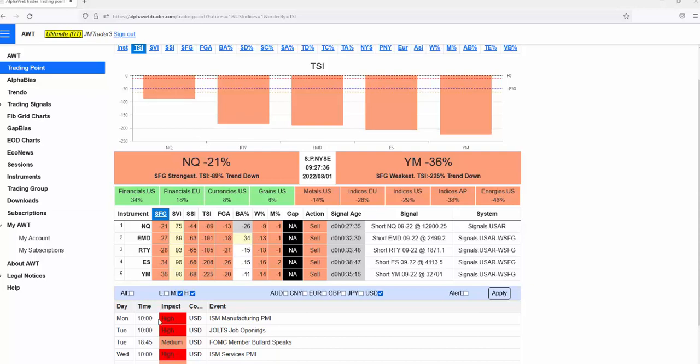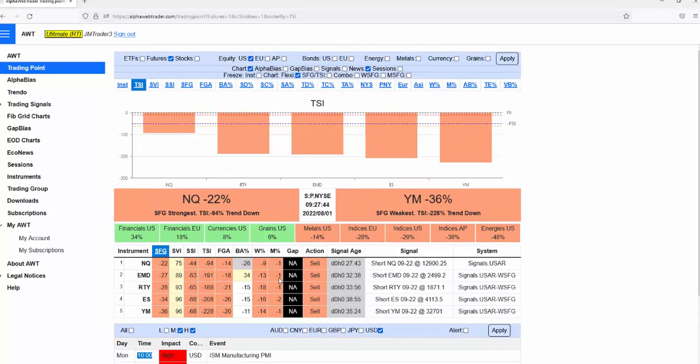All right, so we do have news at 10. You see here on AlphaWebTrader, ISM Manufacturing at 10 a.m. Trends are down. Market broke out to the downside last evening when it opened. Your Dow looks like the weaker market, NQ the stronger in both your Session FibGrid here and also your Trend Strength Index.